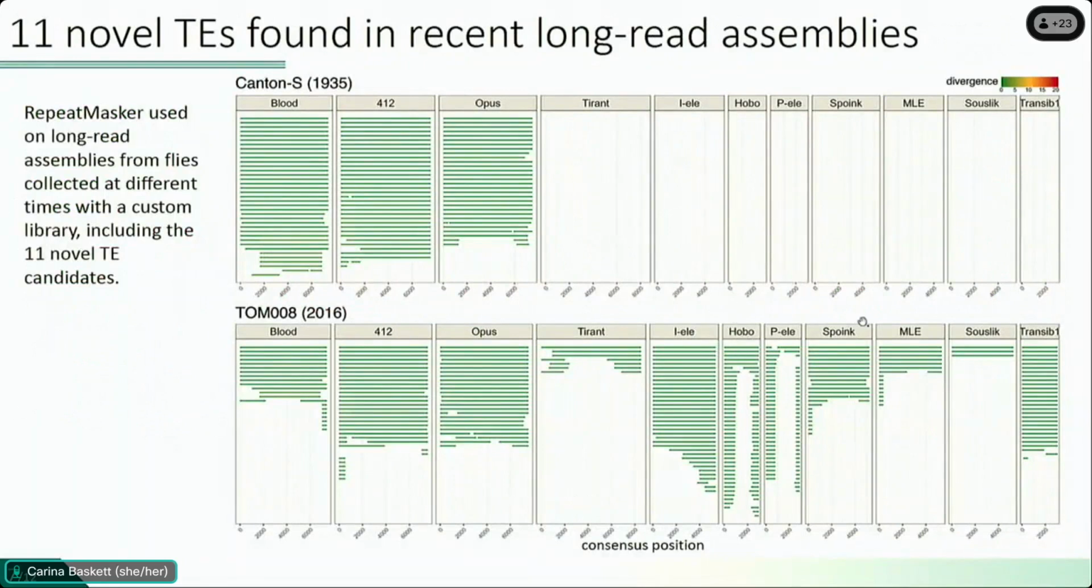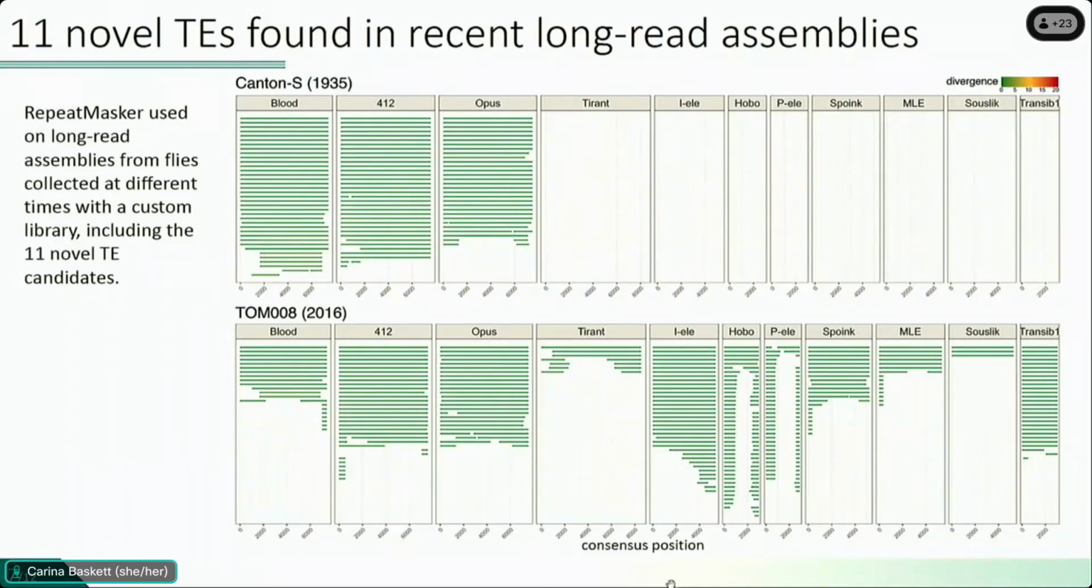So these 2 guys, Hobo and the P element, are DNA transposable elements, DNA transposons, and usually they have internal deletions and they are shorter. And this is exactly what we see in this assembly. Also, Transib1 is a DNA transposon, but so far we have not seen the internal deletion. Let's see if we will see them in the future.